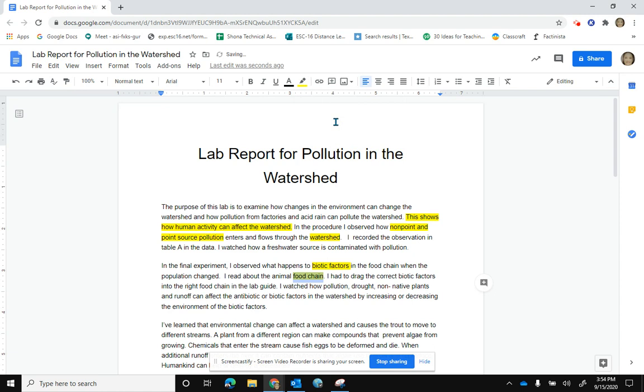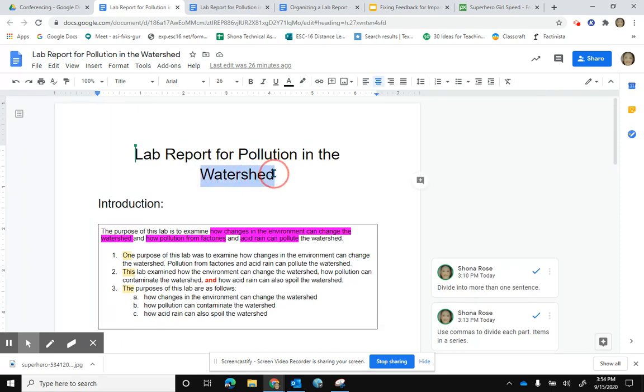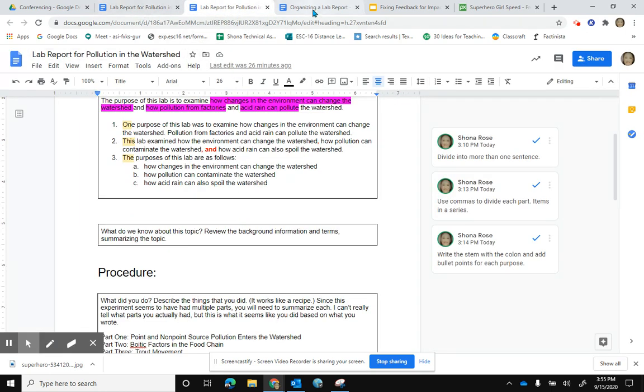So those elements right there, this is some background that you would need to really look at and describe in your introduction. And so watershed was one of the things that you talked about, and it's in the title right here of your report, right?